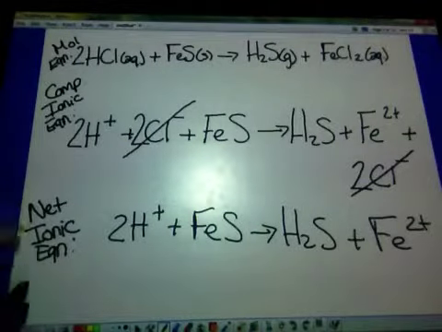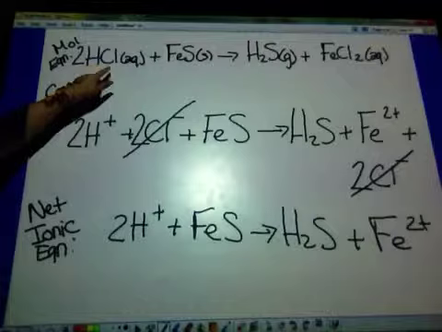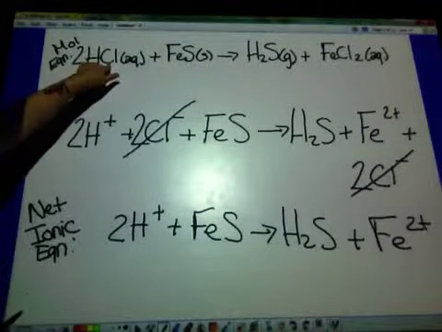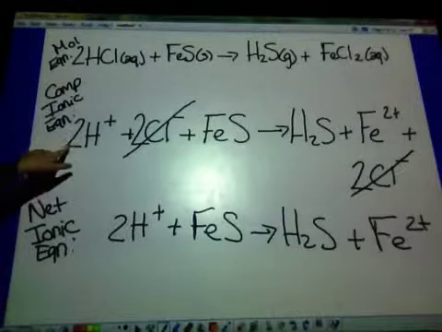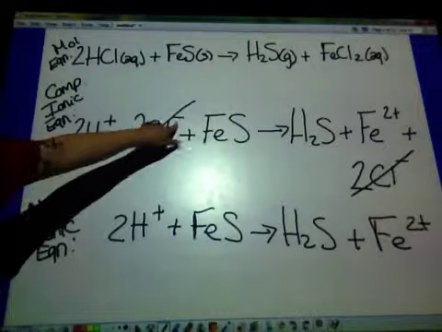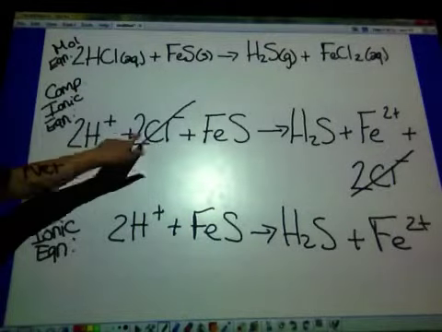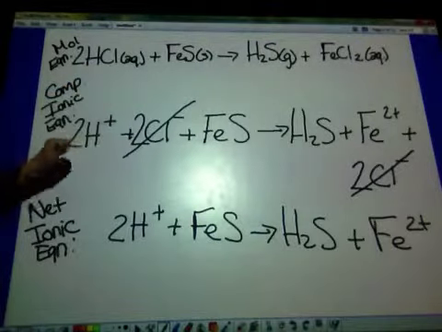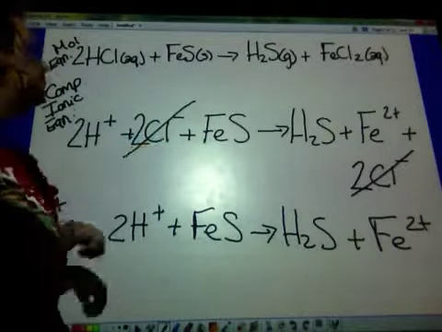But there are 2 HCl's, which means that 2 distributes to the H and to the Cl. So that's why I have 2 H plus and 2 Cl minus, because that 2 has to go to both of them. It's not just 2 H's, it's 2 H's and 2 Cl's. So 2 H plus, 2 Cl minus.